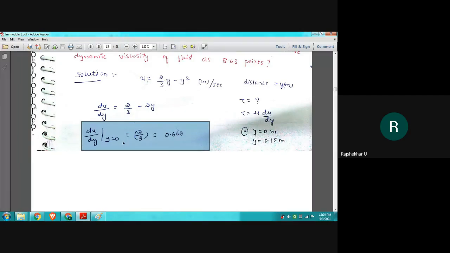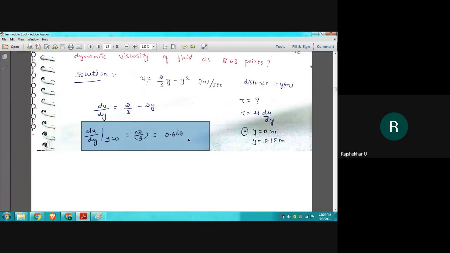If you substitute y is equal to 0, this term is 0. 2y is 0, 2 into 0 is 0. So what we will get? Only 2 by 3. So 2 by 3 is 0.667. So at a distance y is equal to 0, du by dy value is 0.667.